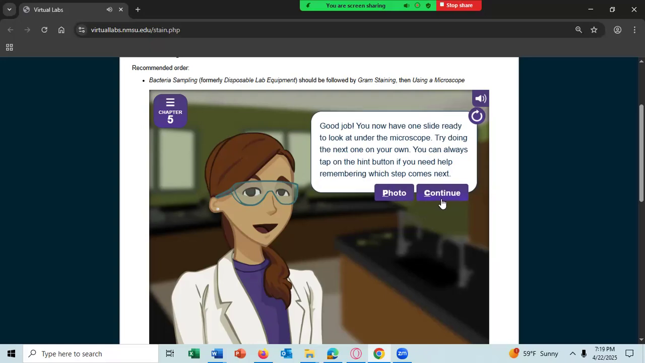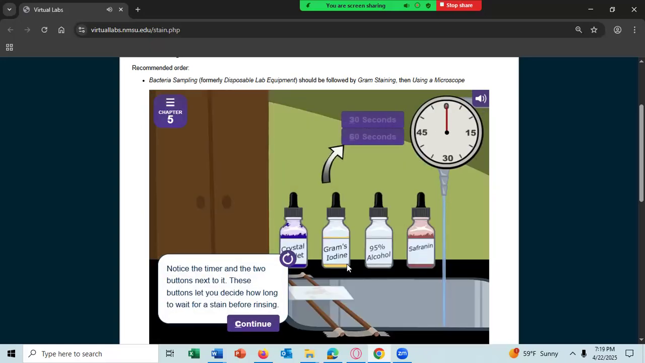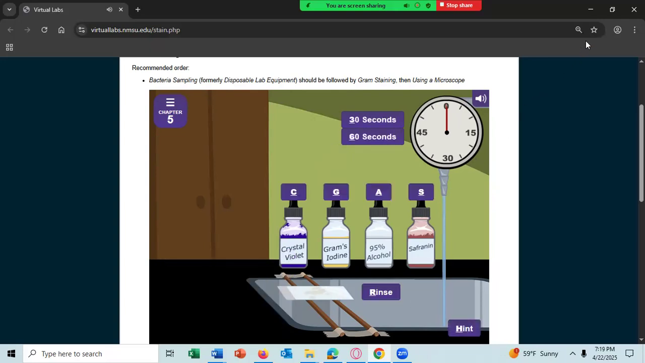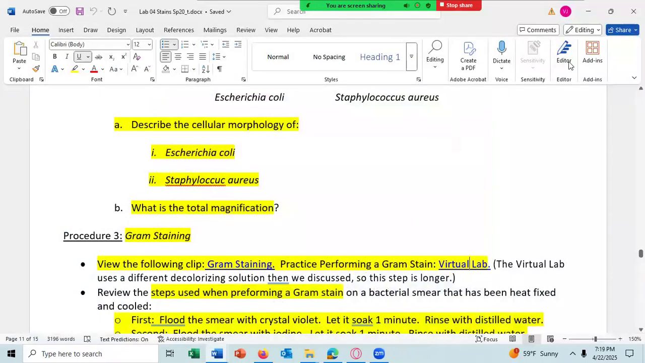Good job! You now notice the timer and the 2 buttons next to it. These buttons let you decide how long to wait for. Remember, you can tap. All right. Any questions about that video? Like I said, you'll have to go through it on your own.